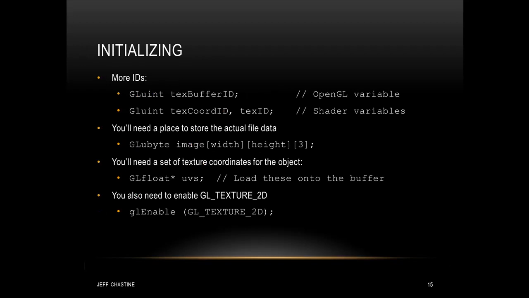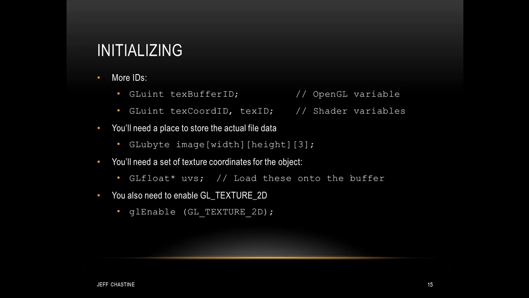Let's take a look at how we would do this in OpenGL. Well, the first thing that we're going to need are a couple more IDs. We would need an ID for the texture buffer that we're going to put the image data into, and then we would also need two additional IDs for variables that exist inside the shader. In this case, we'll have IDs textChordID and also textID.